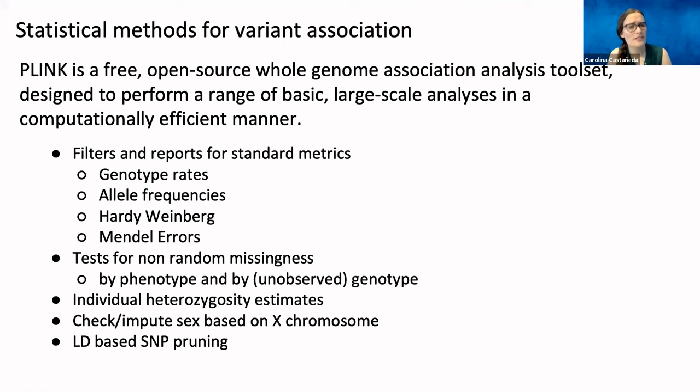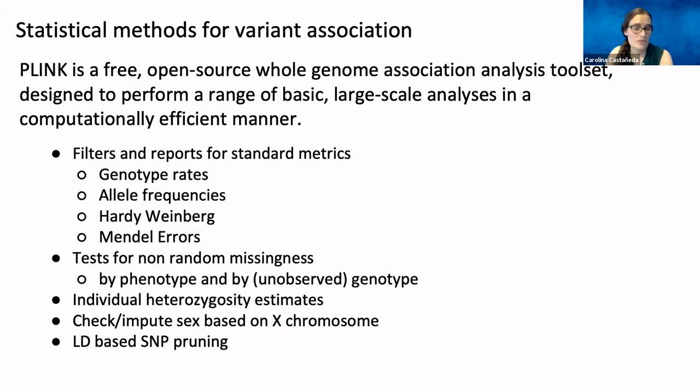It can help you filter and report standard metrics that are useful when you're doing these genotype-phenotype associations, like genotype rates, allele frequencies, and the Hardy-Weinberg equilibrium to see whether your variants are being represented as you expect in the population. It can also help you detect Mendel errors. PLINK also has tools to test for non-random missingness and individual heterozygosity estimates. It can also help you check or impute sex based on the X chromosome, which is helpful to guarantee that your samples have not been contaminated, and can also help you with SNP pruning due to linkage disequilibrium. And this is an interesting tool that can help you detect independent SNPs that are not inherited within a haplotype.